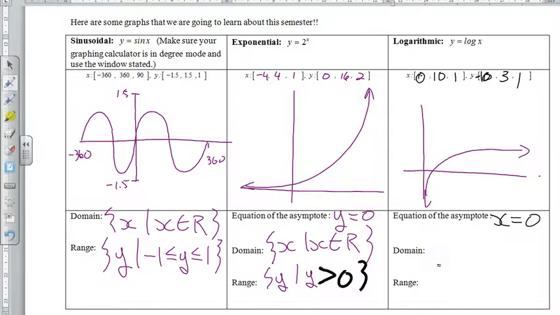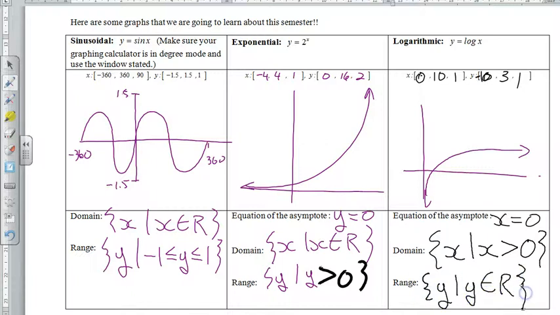Our domain then is the set of all x such that x is greater than 0. Not greater than or equal to, strictly greater than. And the range is y belongs to the real numbers, since it drops down forever through all the negatives, and then it's on a slight angle here, so it will cover all the positives. It will angle up.